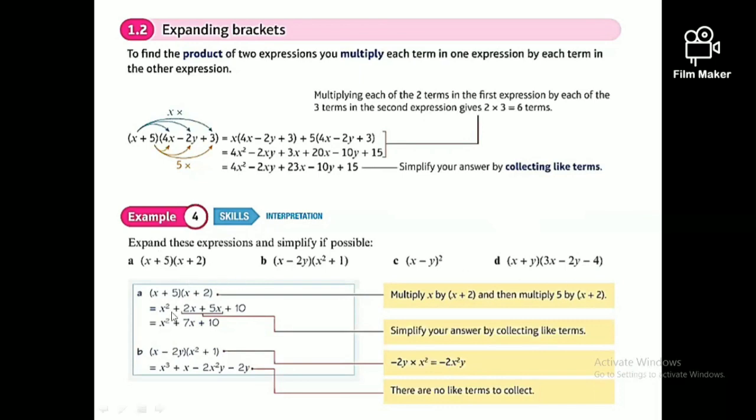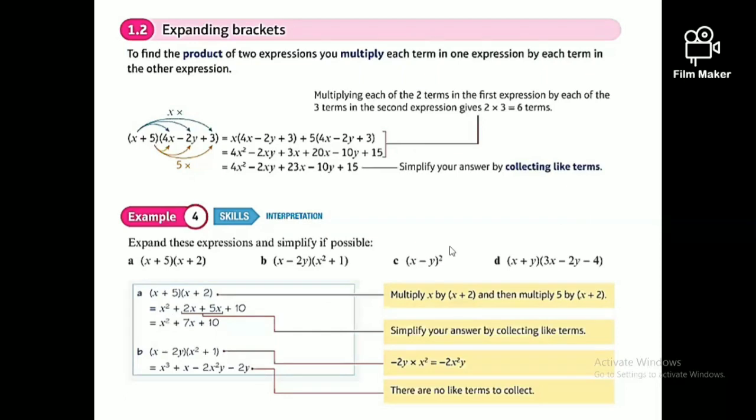So when you are expanding x plus 5 into x plus 2, you can multiply x into x is x squared. X into 2 is 2x. 5 into x is 5x and 5 into 2 is 10. Then you can see the similar terms are 2x and 5x, that turns out to be 7x. You can write the final answer as x squared plus 7x plus 10. Right. Then if you come to question number B, let's see how to do this expansion.